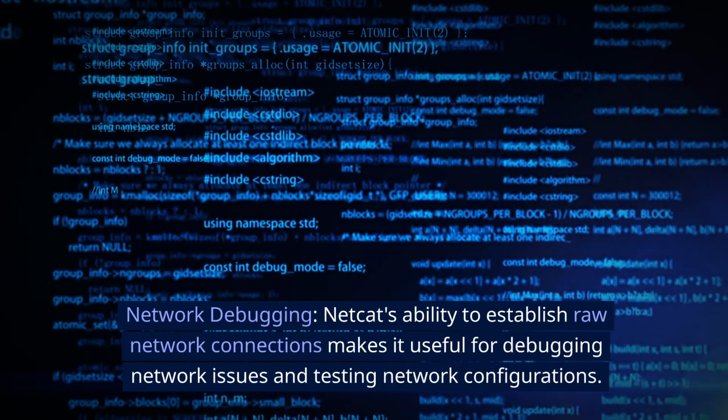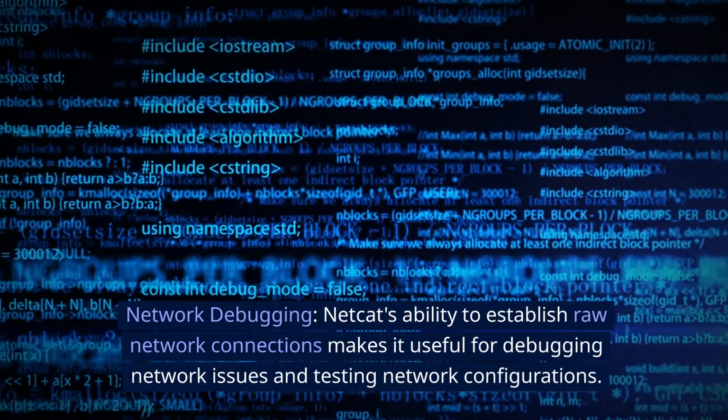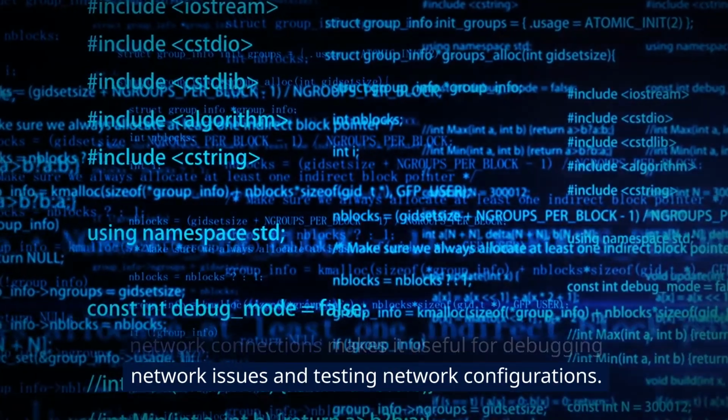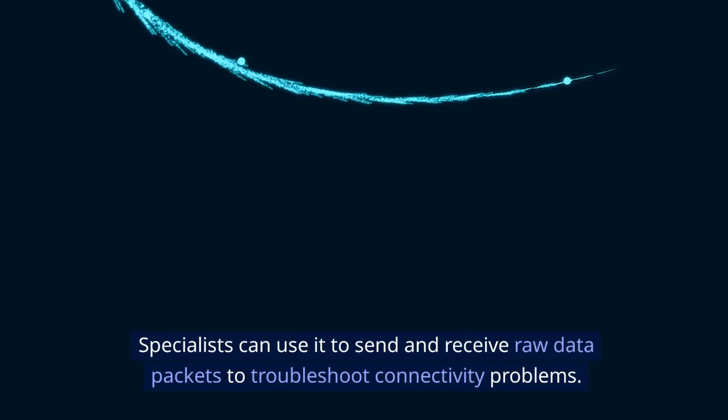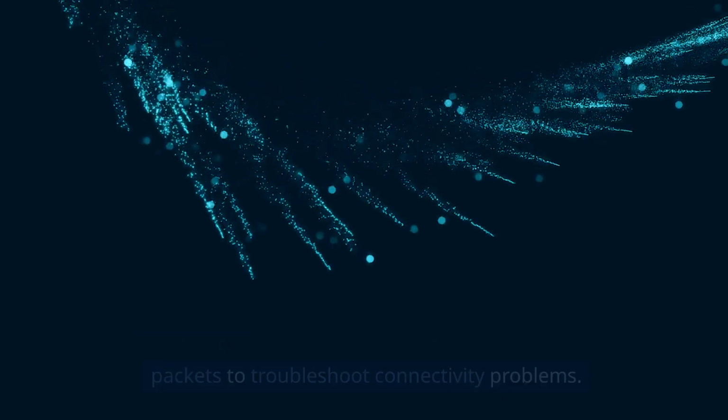Network debugging. Netcat's ability to establish raw network connections makes it useful for debugging network issues and testing network configurations. Specialists can use it to send and receive raw data packets to troubleshoot connectivity problems.